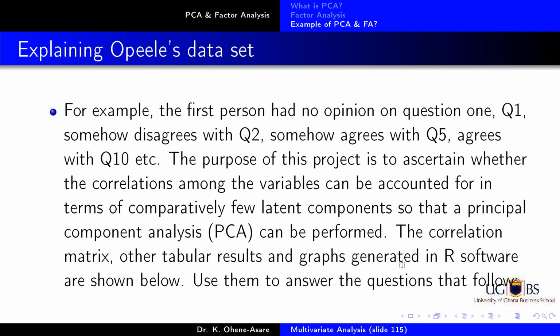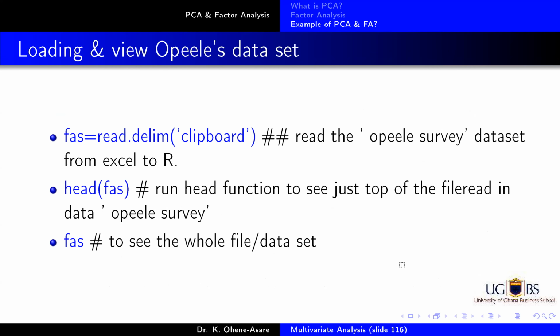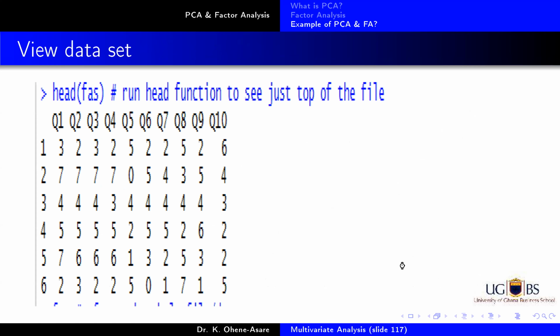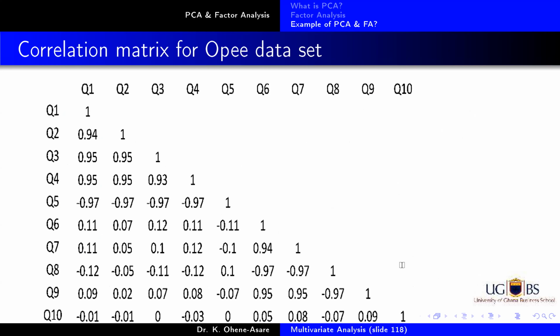Anyway, the purpose of this project is to know whether the correlations among the variables can be accounted for in terms of comparatively few latent principal components. So the principal component analysis can be performed. The correlation matrix, other tabular results and graphs in R are all shown below. Use them to answer the question. So you run the whole thing, and then we got this correlation matrix. This was it, across the individual variables.